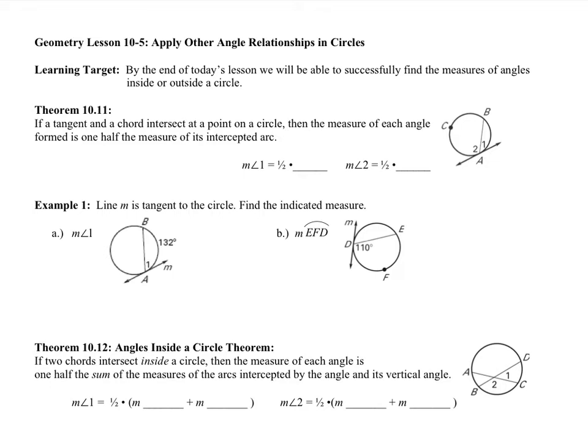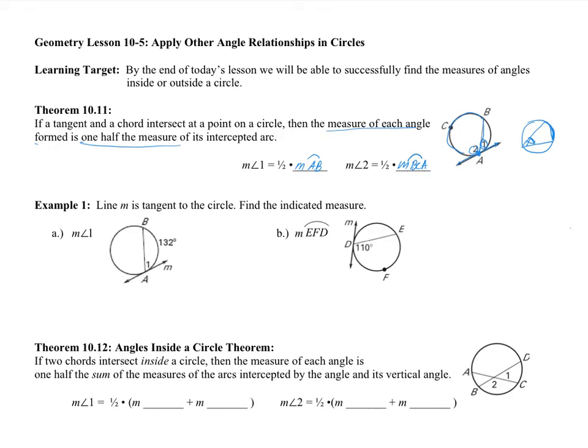So in Theorem 10.11, if a tangent and a chord intersect at a point on a circle, so a tangent line A intersects with a chord at a point on the circle, then the measure of each angle, 1 and 2, formed is 1/2 the measure of its intercepted arc. So measure angle 1 here will equal half the measure of arc AB, and measure angle 2 will be equal to half the measure of arc BCA. So this is very similar to the theorem in which you have an inscribed angle, which is equal to half the corresponding intercepted arc.